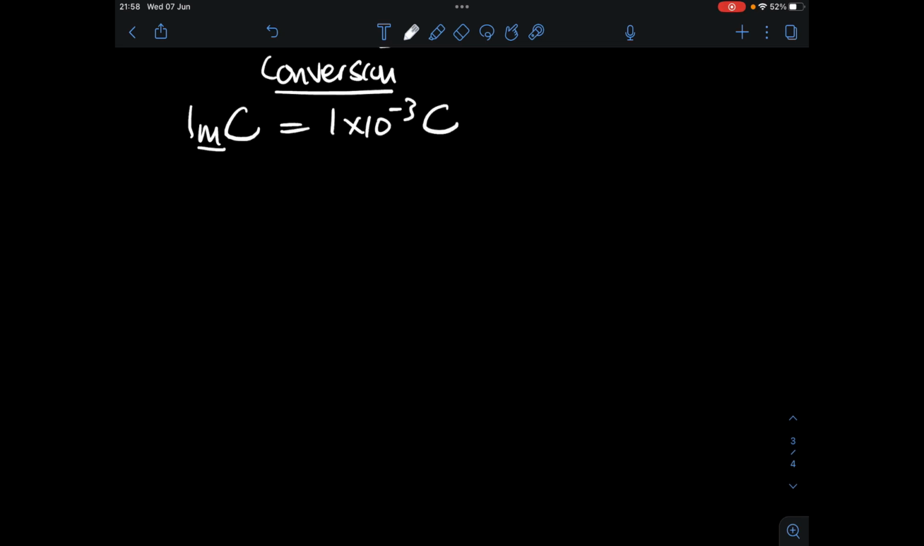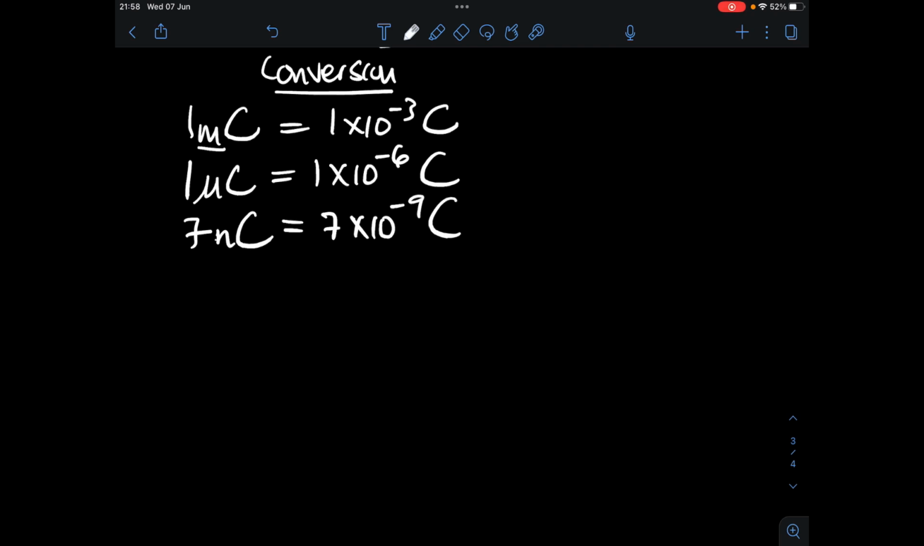Now, guys, there's another important thing about electrostatics. It's the conversion. If something is 1 millicoulomb, it's going to be 10 to the power negative 3 coulomb. And 1 microcoulomb is going to be 1 times 10 to the power negative 6. If we have 7 nanocoulomb, it's going to be 7 times 10 to the power negative 9. And if we have, let's say, 1.2 picocoulomb, it's going to be 1.2 times 10 to the power negative 12 coulomb.